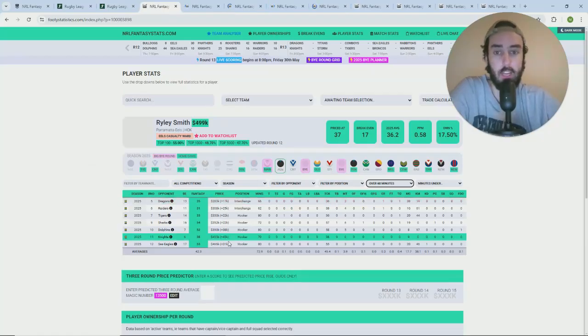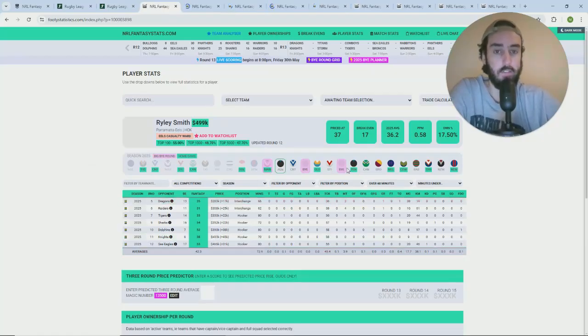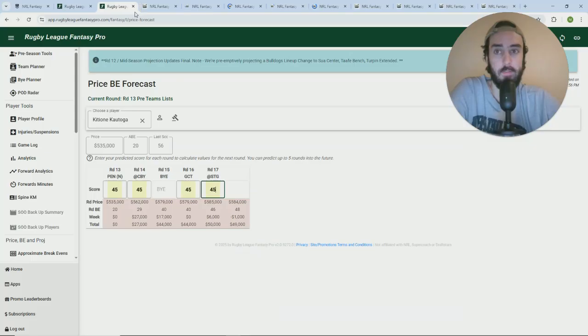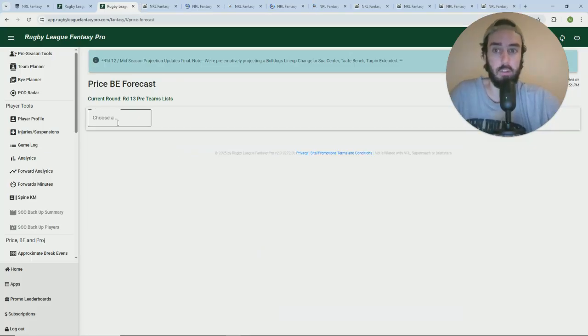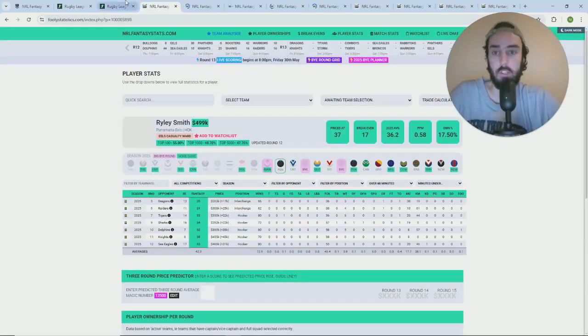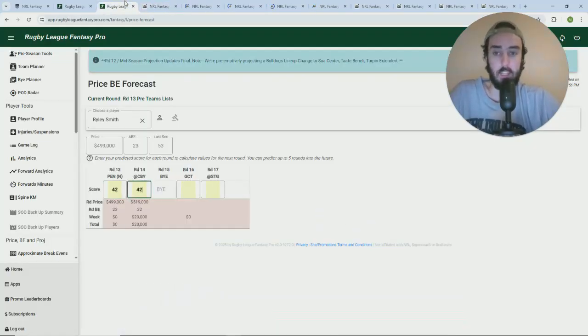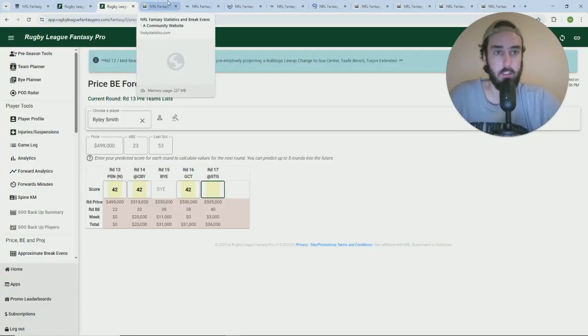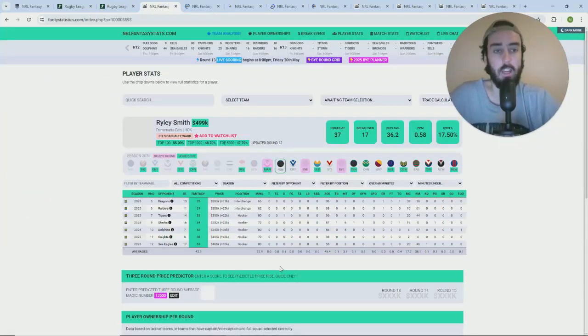Eels just played their major bye round, but he's averaging 42, priced at 37, low break even. So yeah, he fulfills all the metrics that we're looking for to hold. What did I say, 42? Yeah. So let's say he scores 42. He's got another 2 rounds or so of decent cash rises, and then his break even goes back to about where he's priced at. So yeah, again, maybe look in round 15 to trade him, but for now, he's an easy hold.